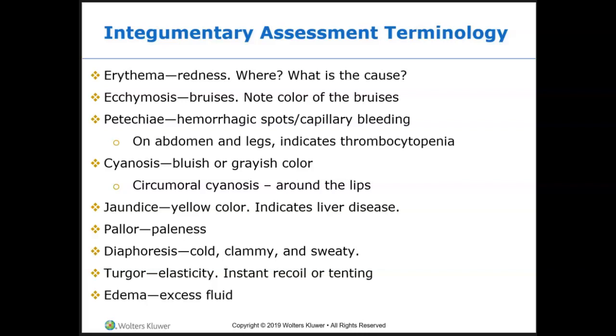Cyanosis, is it bluish or grayish in color? Is it circumoral cyanosis, around the lips, right? Jaundice, do they have a yellow color to the skin, which could be indicative of liver disease or of the liver shutting down? Pallor, are they pale? Diaphoretic, are they cold, clammy, sweaty? Turgor, is it elastic? Does it have instant recoil or does it tent? Edema, is there excess fluid, right? All of these things, right?